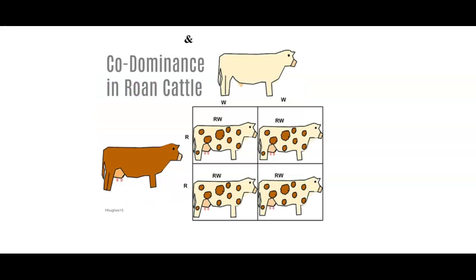Here's another example. Here we have this brown cow and this white one. And look, you have both equally expressed. They are both dominant. And those brown spots all over it. So look, capital letters, both capital letters. Equally expressed simultaneously. Both are dominant.